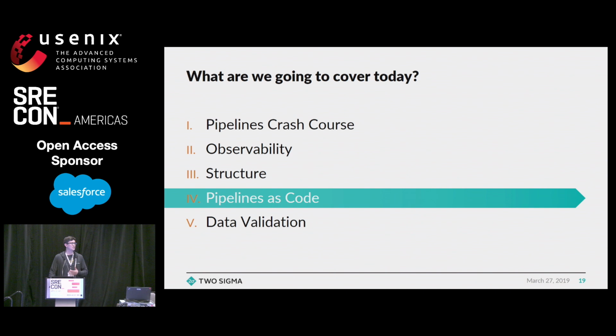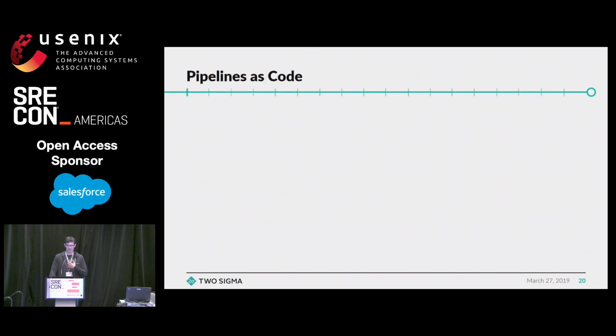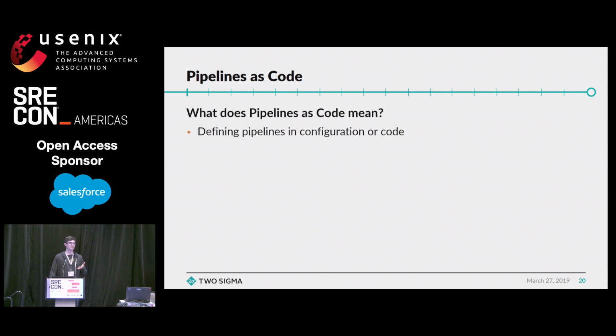So now I want to talk a little bit about pipelines as code. So what does pipelines as code mean? Some of you that have used Jenkins before might be familiar with this term already, but it simply means defining or representing our pipelines in configuration or code. And how can we accomplish that?